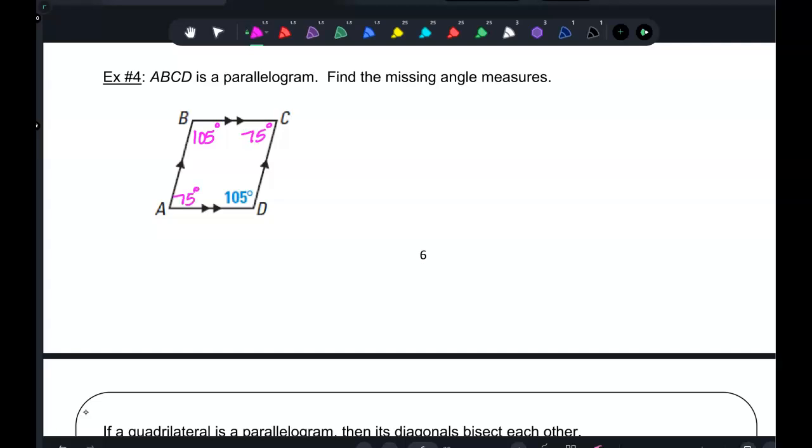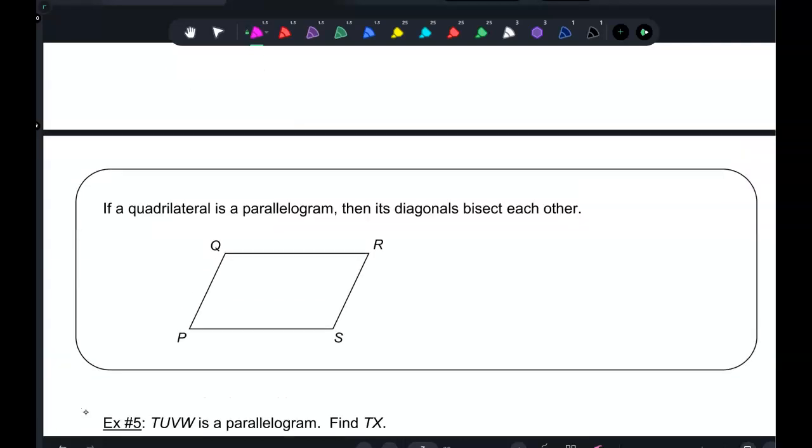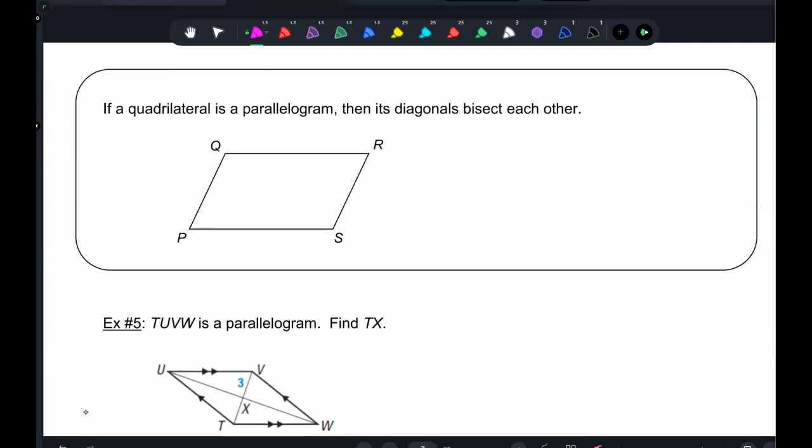Are you sure we're okay with this? I think this is easier than the last lesson, to be honest. I really like this. It's not hard. We're going to focus in later on rhombus and rectangle and the other ones.